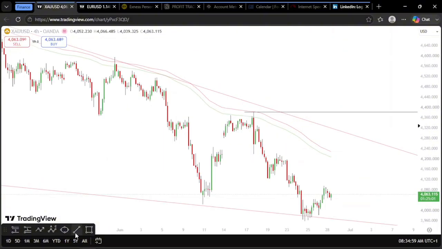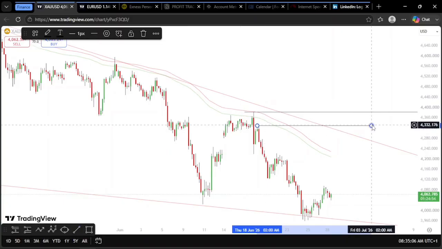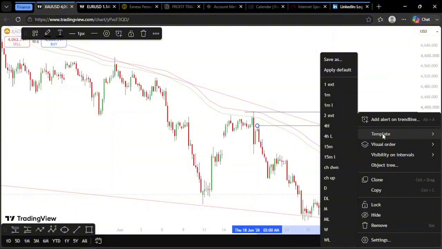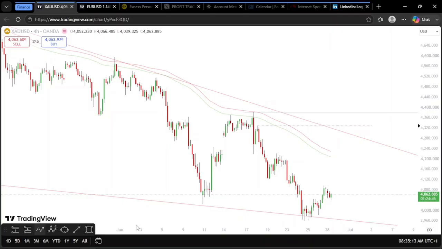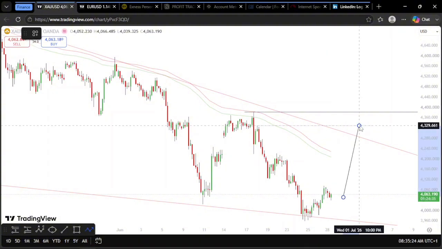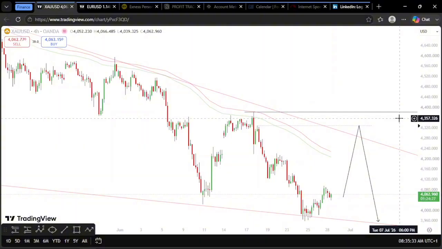So here on the 4-hour time frame, this is what we have. We have a liquidity level here. We have a liquidity level here. So you can just wait for price to come here, look for ample confirmation, then we take this trade to the low here. So that's my bias on XAUUSD.